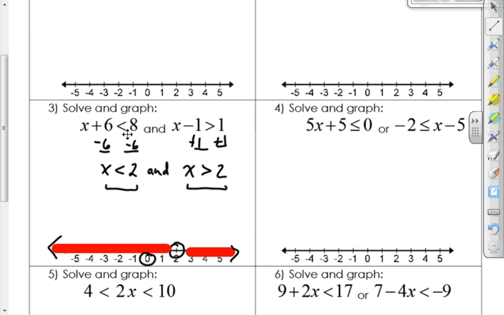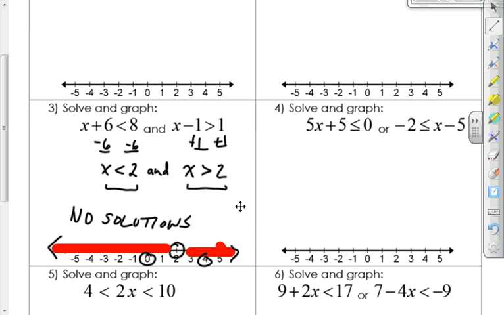Well, if we chose some numbers here, say 0, right? 0 plus 6 is less than 8. That would be true. However, 0 minus 1 would be negative 1, which is not greater than 1. So values from this solution set don't make both of them true. What about if we try a value from this solution set, say 4? Well, 4 plus 6 is 10. 10 is not less than 8. So once one of these is false, then the entire statement would be false. So there's actually no solutions to this. It's not possible for x to be less than 2 and greater than 2 at the same time.